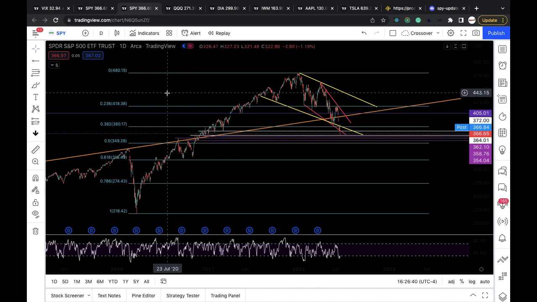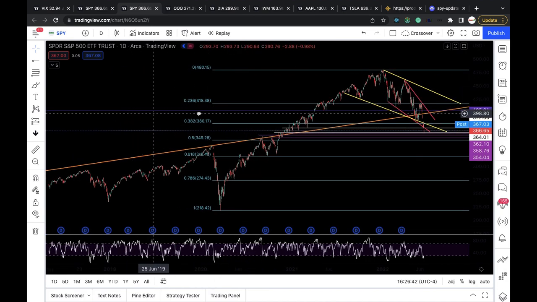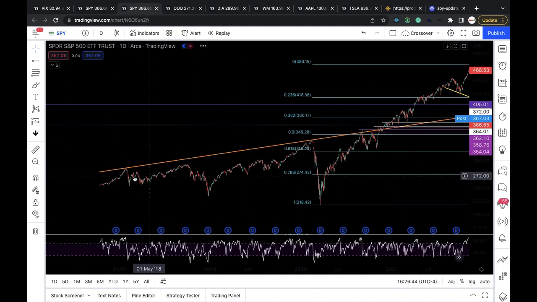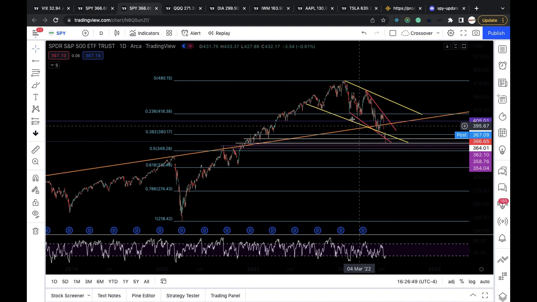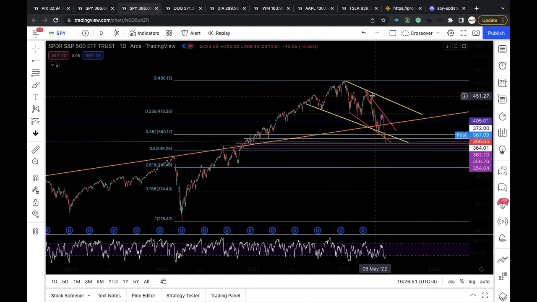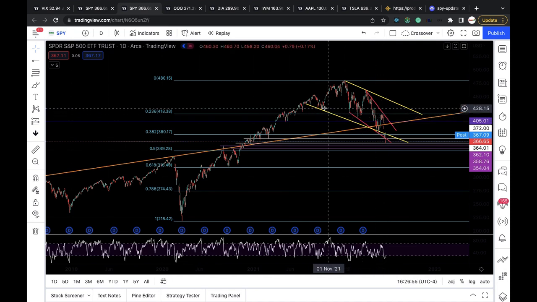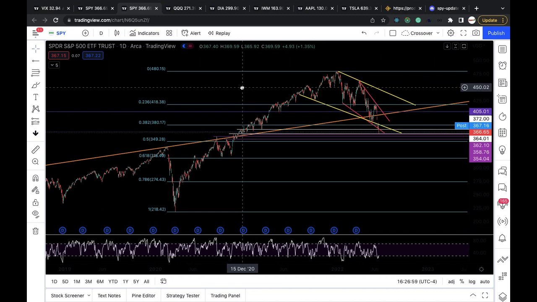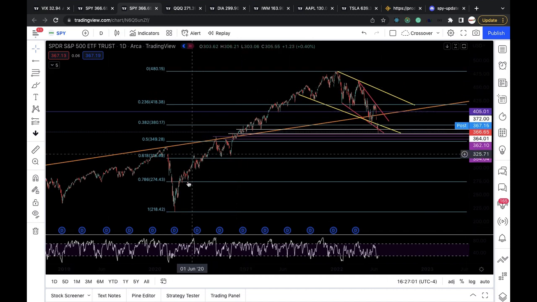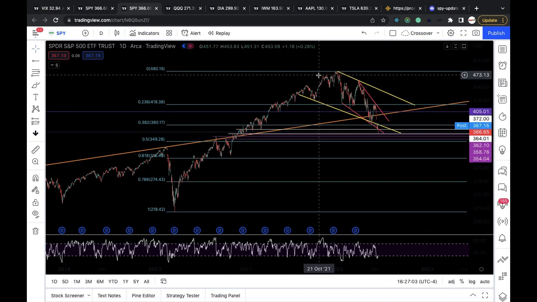Now let's move on. This is the daily chart here. As always, that orange line is my multi-year trend line. You can see here, I watch it very closely. Got the falling wedge pattern here that SPY broke out of, and then the bull flag. Before we zoom in, here's my Fibonacci level from the March 2020 low to the January high.